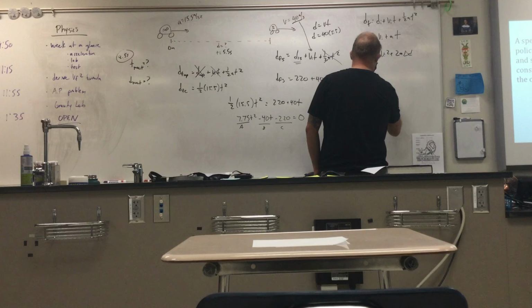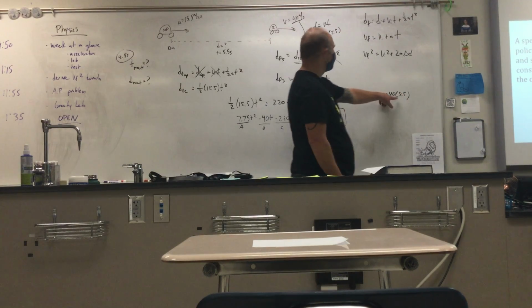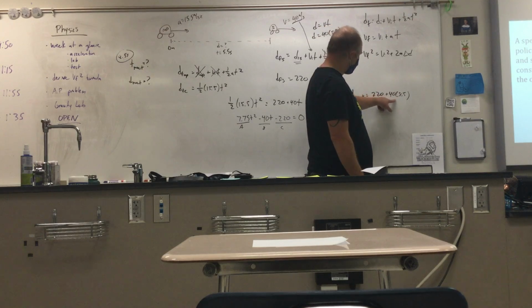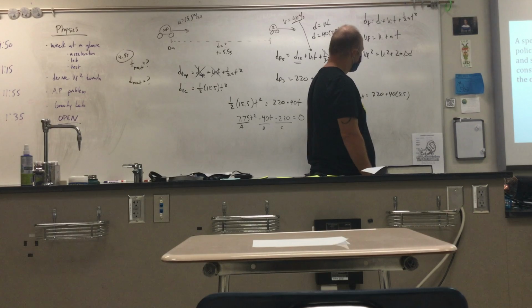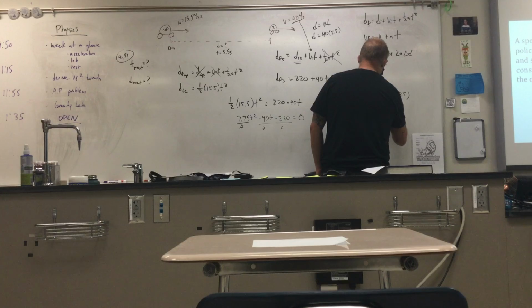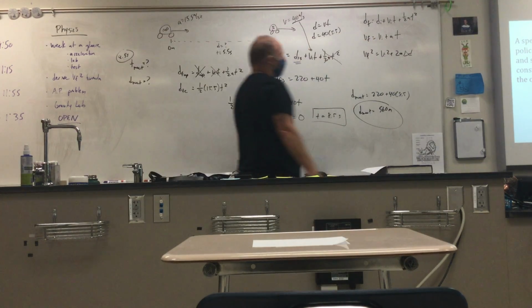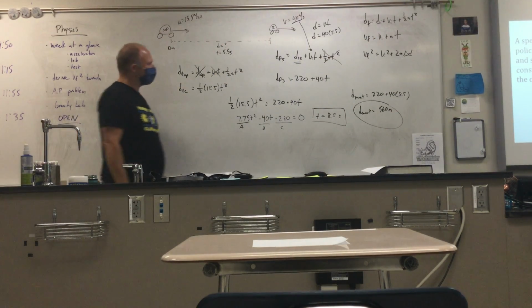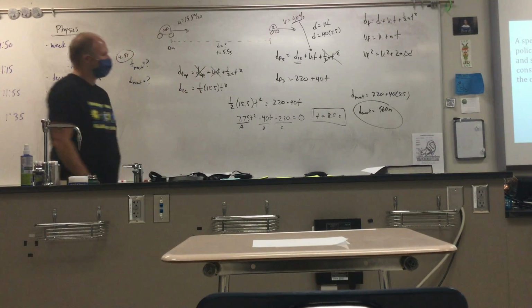We'll say 220 plus 40 times 8.5. That might be easier to do. So that's going to be 320 plus, so 340, so 560? Yep. Okay. They will meet 560 meters down the road from the initial position of the cop.